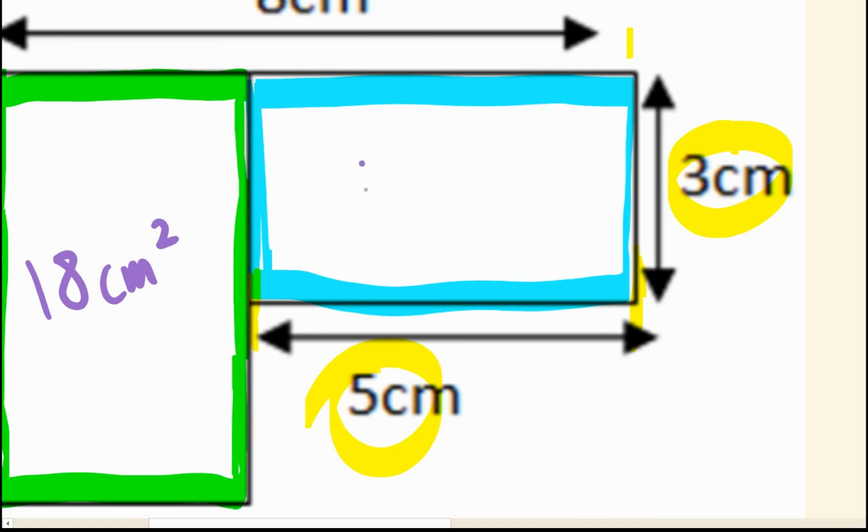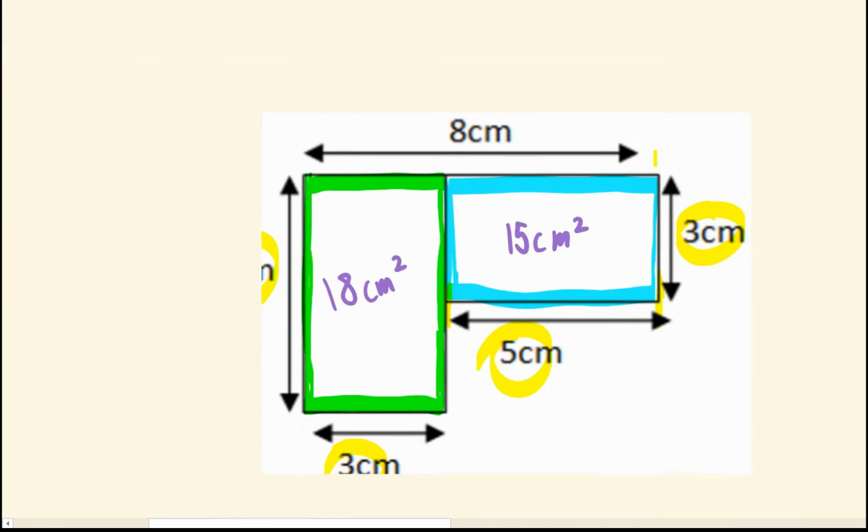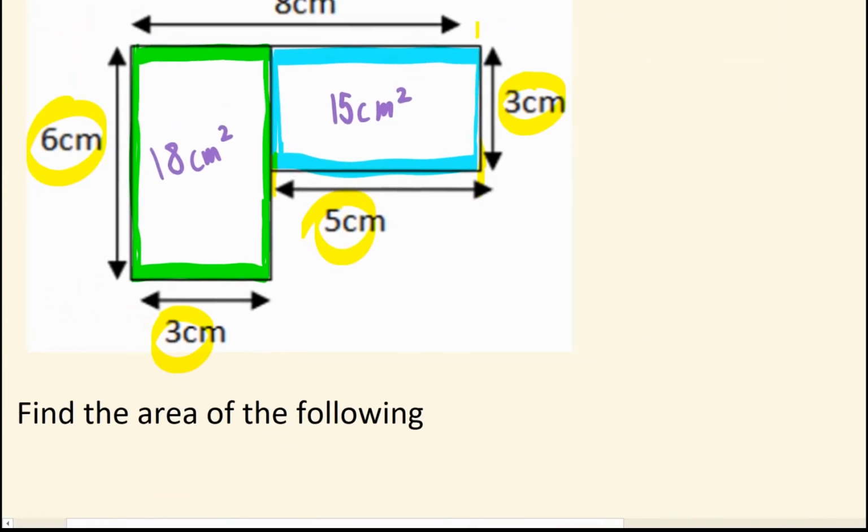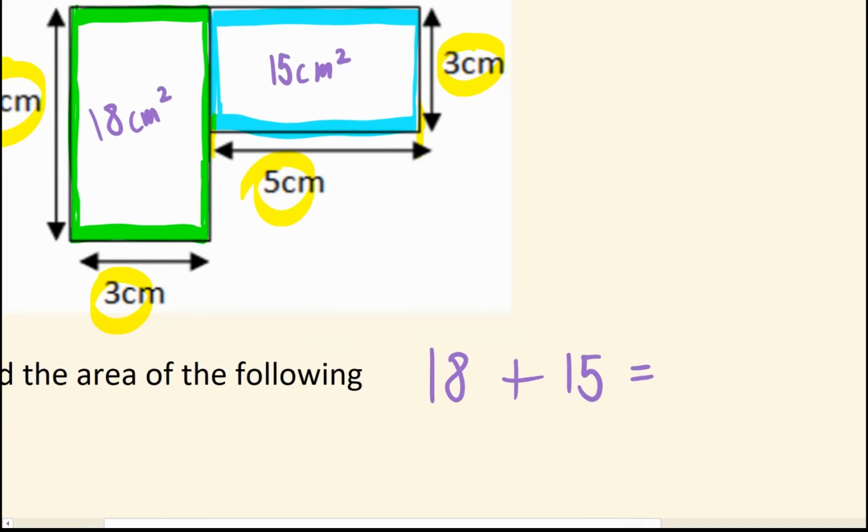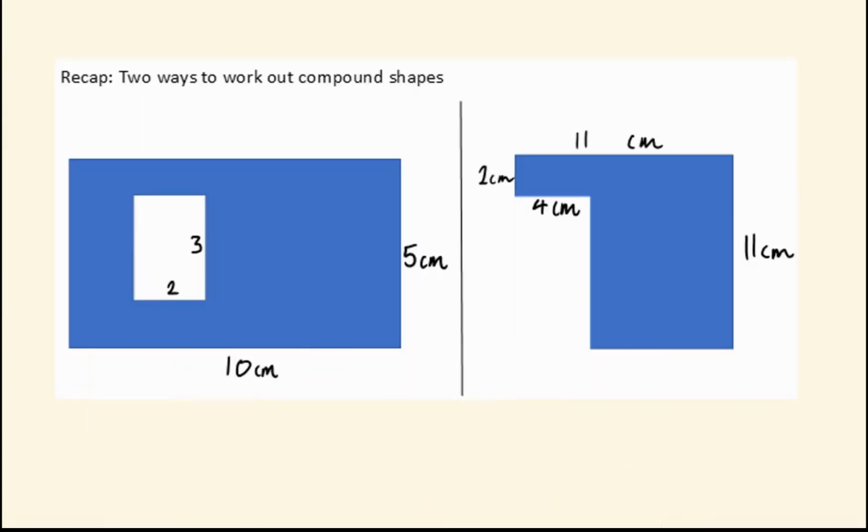Okay, 5 times 3 gives us 15, so this has an area of 15 centimetres squared. We've now worked out both halves of it. To work out the total area, we just simply add those two parts together. So 18 plus 15 gives you 33, and again, do not forget your units. Okay, hope that's fairly straightforward. We'll see a couple more of these.